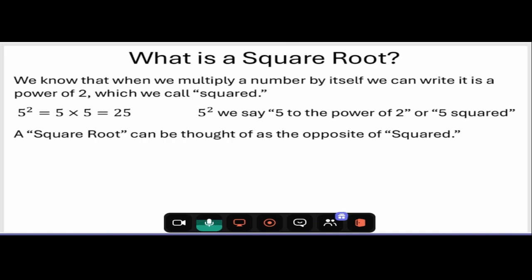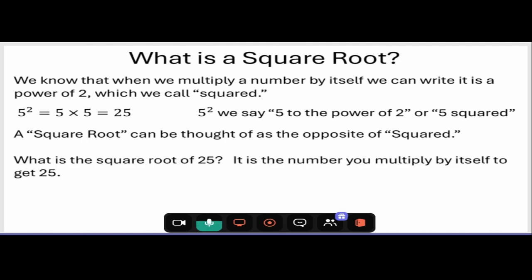A square root, the way you can think of a square root is it is the opposite of squaring something. So when we say, what is the square root of 25, we are looking for the number that you multiply by itself to get 25. And obviously, we just talked about this up above because that number is 5, right? So we would say the square root of 25 is 5. Why? Because 5 is the number that you multiply by itself to get 25.